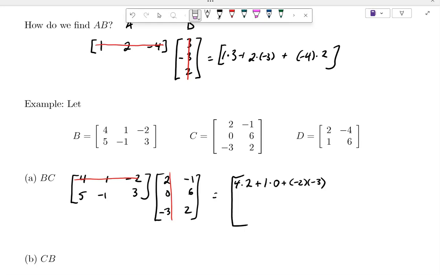Okay. Let's do the next one over. Let's do row 1 and match it with column 2. I'm matching row 1 with column 2, so it's going to go in the 1, 2 spot. Okay. What multiplications are you going to do?